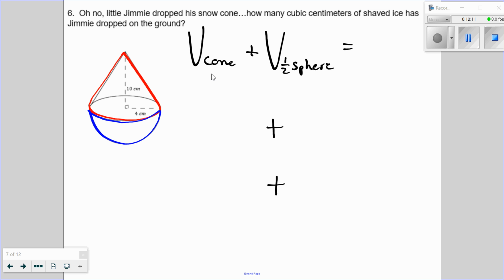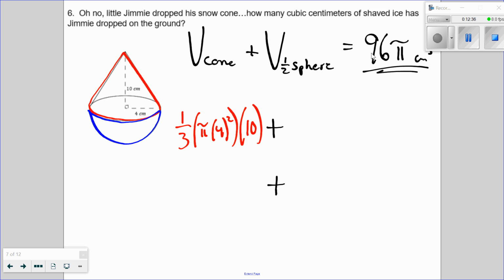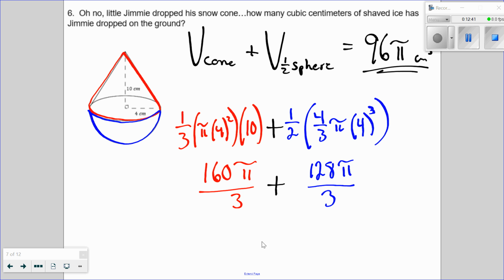So our cone is 1/3 area of the base times the height, and our sphere would be 4/3 pi r cubed, and then divide it by 2 because it's only half a sphere. So our units are all in centimeters, so no conversions needed there. The volume of the cone is 1/3 of its cylinder counterpart, so 1/3 of pi r squared times the height. Again, we can leave our answer in terms of pi, works out pretty neatly.